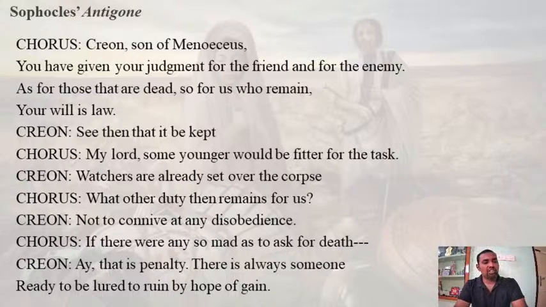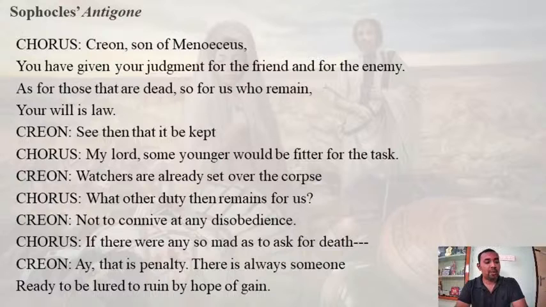Creon. Watchers are already set over the corpse. Chorus. What other duty then remains for us? Creon. Not to connive at any disobedience. Connive means to encourage some illegal activity. So, not to connive at any disobedience.